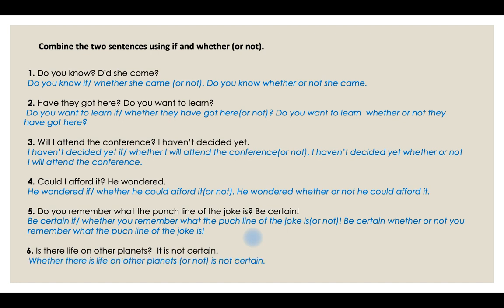Number 6, whether there is life on other planets is not certain. Or you can say, whether there is life on other planets or not is not certain. And we cannot use if in this position because this is the subject of the sentence. Whether there is life on other planets is in the subject position, so if is not possible.